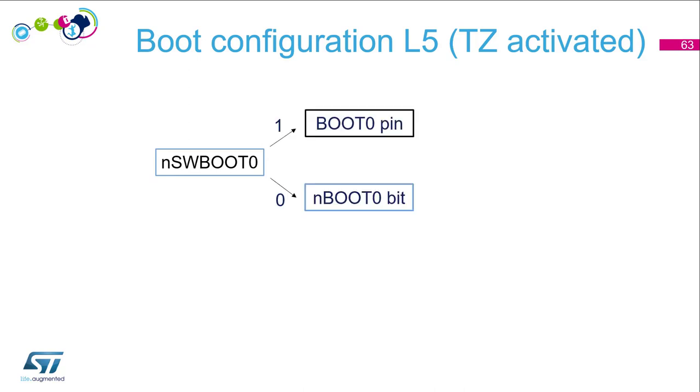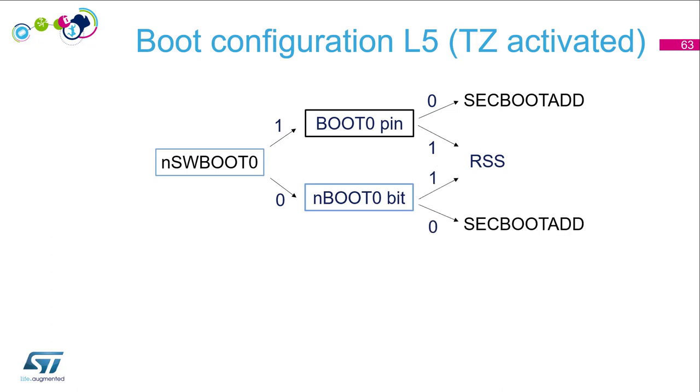Let's switch now to the boot configuration of the L5 when TrustZone is activated. In this case, there is a test on an option byte, nSWBOOT0. If it's 1, then there is a test on the BOOT0 pin. If it's 0, there is a test on an option byte nBOOT0 bit. If the pin is set to 0, we boot to the SECBOOTADD, I mean an option byte which contains this value. If it's 1, we boot to the embedded bootloader, which is also called RSS in the case of the L5. Then if we test the nBOOT0 bit, if it's 1, we go to the RSS. If it's 0, we boot to the SECBOOTADD.